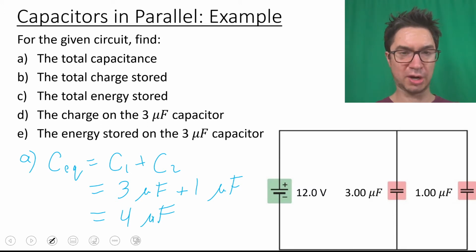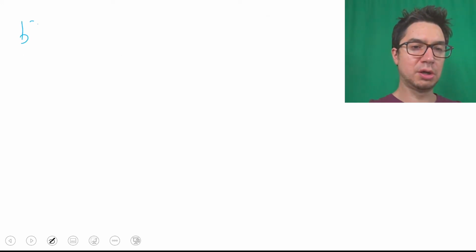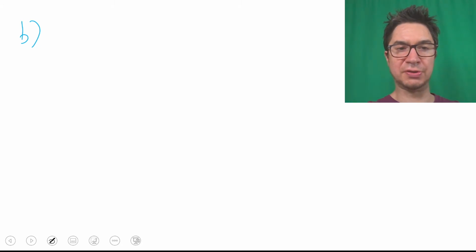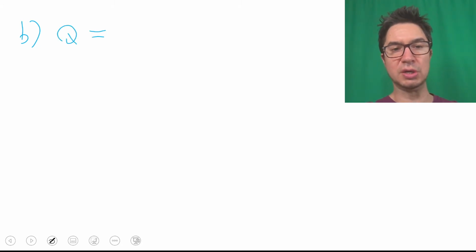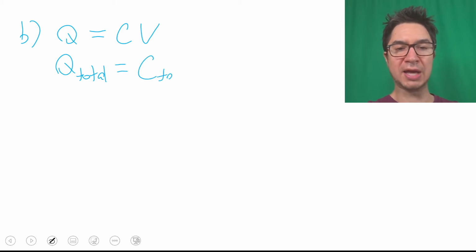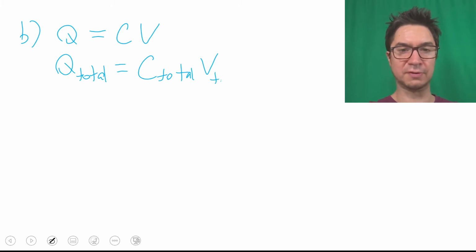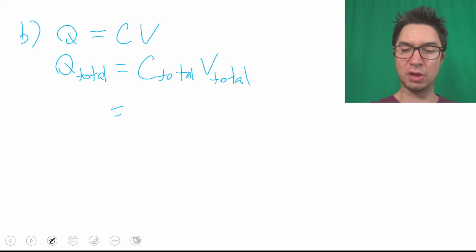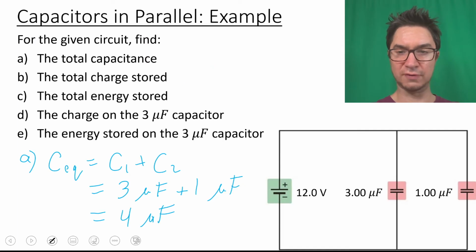Easy enough. All right, the next one is to find the total charge stored. Now, you might recall from our last chapter on electric potential that the charge stored on a capacitor is equal to CV, right? Well, if we want the total charge on the whole circuit, that'll just be the total capacitance times the total voltage, which is just the voltage. So we'll just call that V total. The total capacitance that we just found was 4 microfarads, so this is 4 microfarads times the voltage, which was 12 volts. If you go back to the diagram, it was 12 volts there.